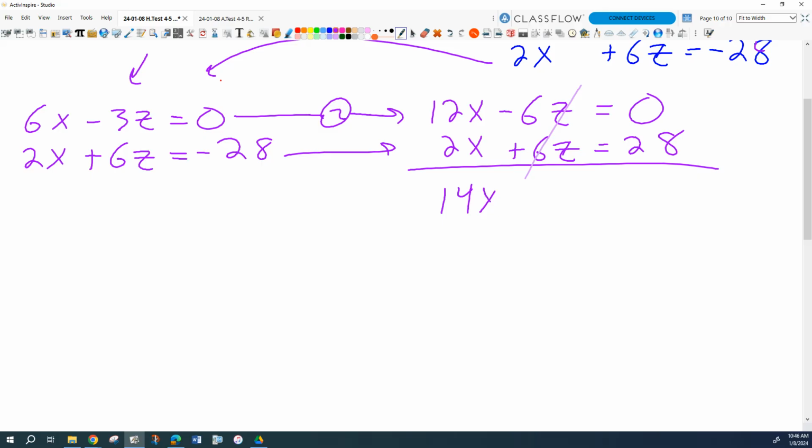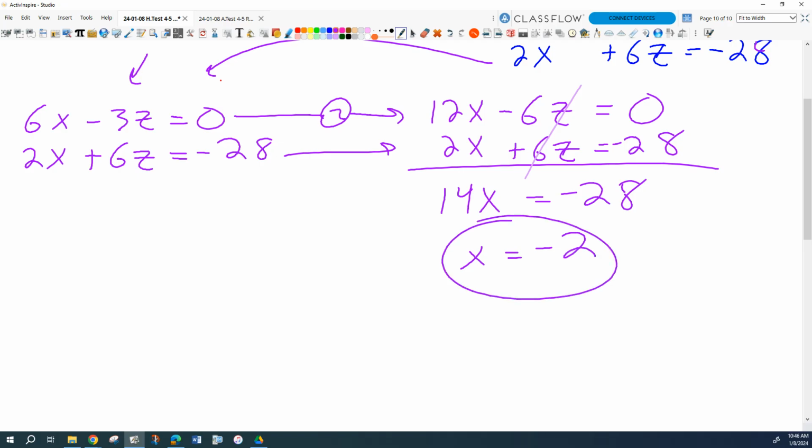I get 14x equals 28. So what's x? Did I mess it up? Oh, negative should have been, yep. So x is what? Negative 2. I plug that back into either of them. How about the bottom one? Actually, the top one's got a 0. Let's do that.